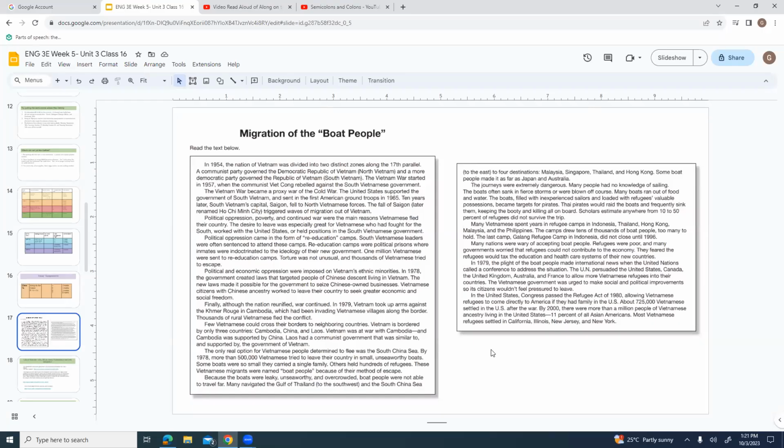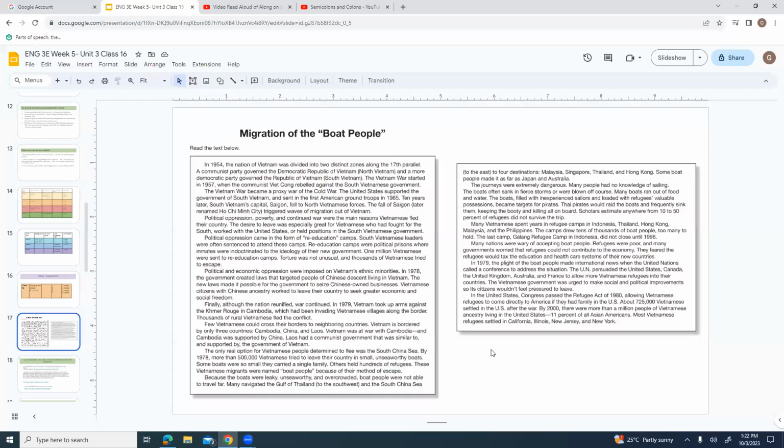Political oppression, poverty, and continued war were the main reasons Vietnamese fled their country. The desire to leave was especially great for Vietnamese who fought for the South, worked with the United States, or held positions in the South Vietnamese government. Now, they're not explaining the reasons why. The reasons why is because those people were targeted by the incoming new government. And by targeted, I mean either killed or jailed.